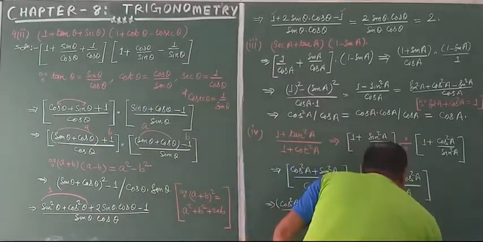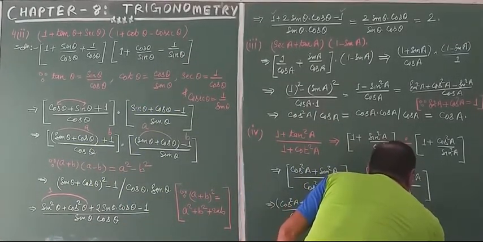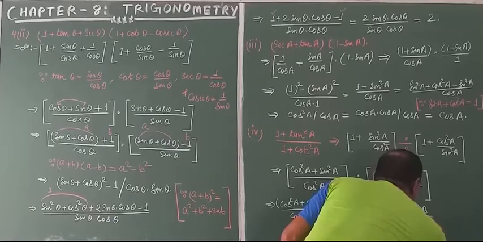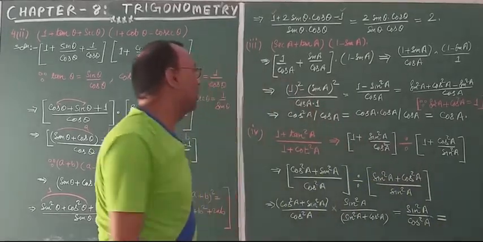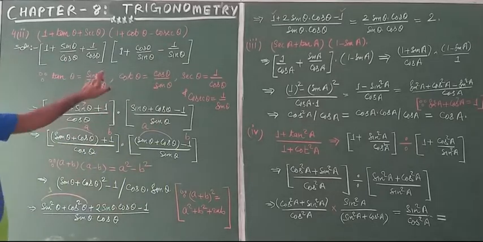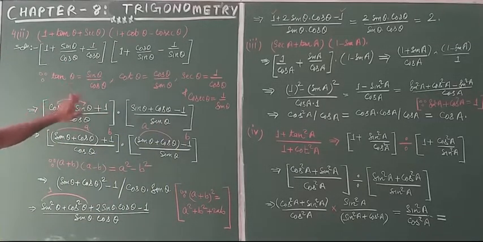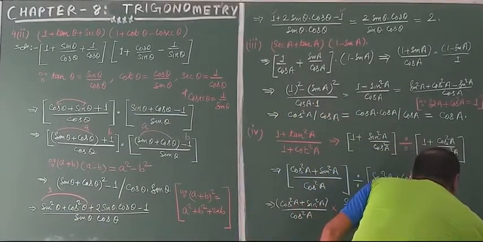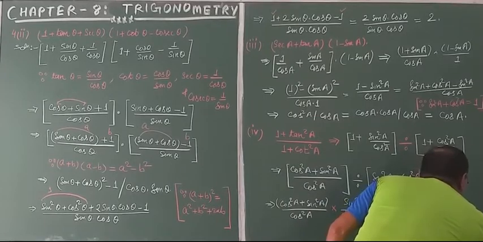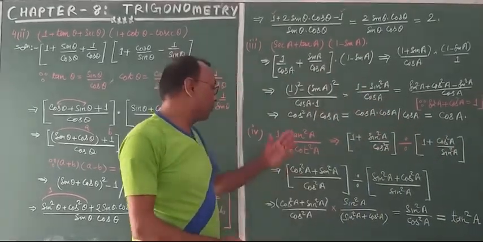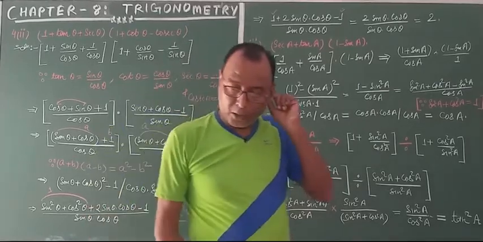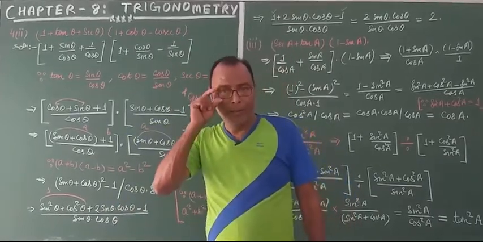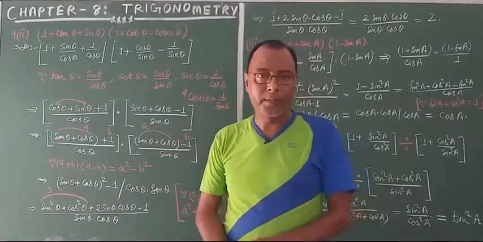So what you will get? Sin square A upon cos square A. We have written the formula here: sin A upon cos A is tan. So it will become tan square A. So the value of 1 plus tan square A upon 1 plus cot square A is tan square A. So that's all for today. Thank you very much.